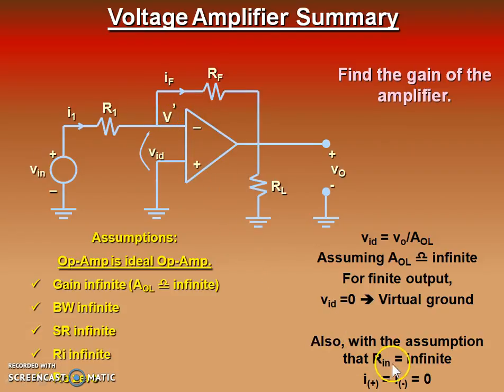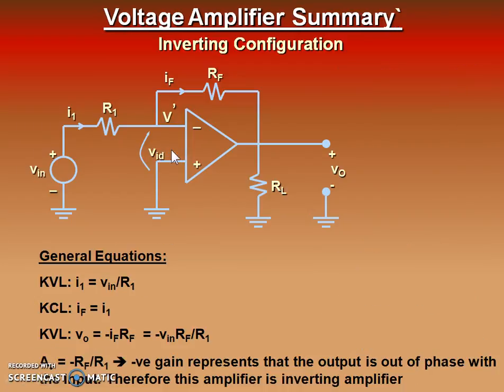Now if we assume that Rin is infinite for an ideal operational amplifier, therefore the input current to the operational amplifier should be 0. Under this assumption, let us apply Kirchhoff's voltage law and Kirchhoff's current law equations on this overall amplifier circuit. If we apply Kirchhoff's voltage law at the input side, we are applying an input voltage Vin here. This already you have seen is zero potential due to the virtual ground concept. So I1, the input current of this amplifier, will be Vin by R1.